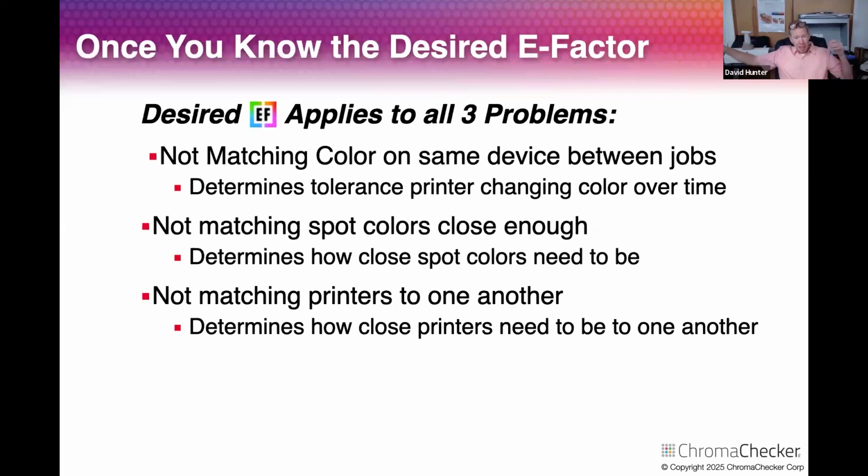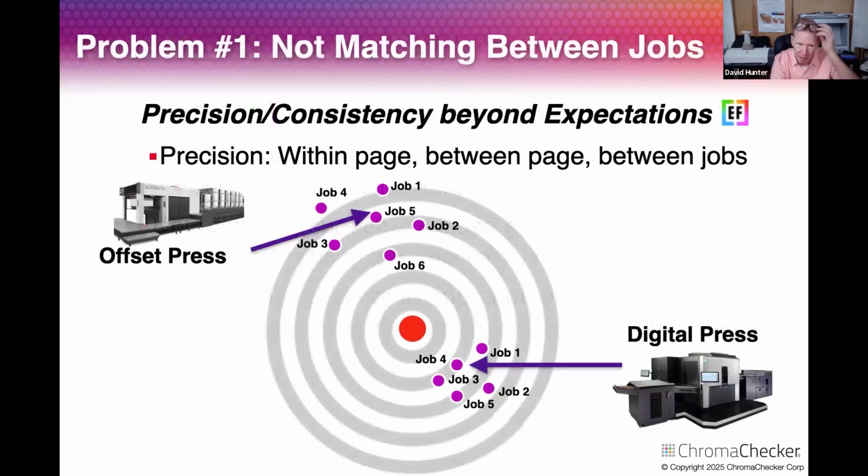And then, of course, really the biggest challenge for a lot of printers is making multiple printers match one another so that I can print a job one day on that printer and the next day on that printer, and the customer's not going to notice that there's a color difference. That's ideally what printers need to be able to do, is have flexibility on where the prints are happening. So let's delve more into this problem number 1.